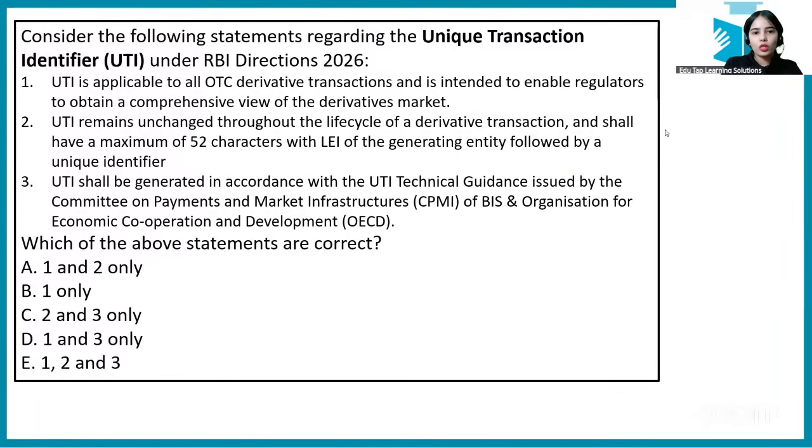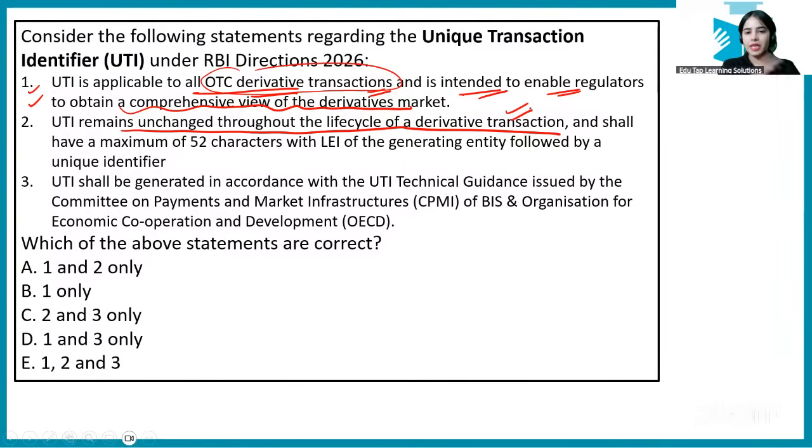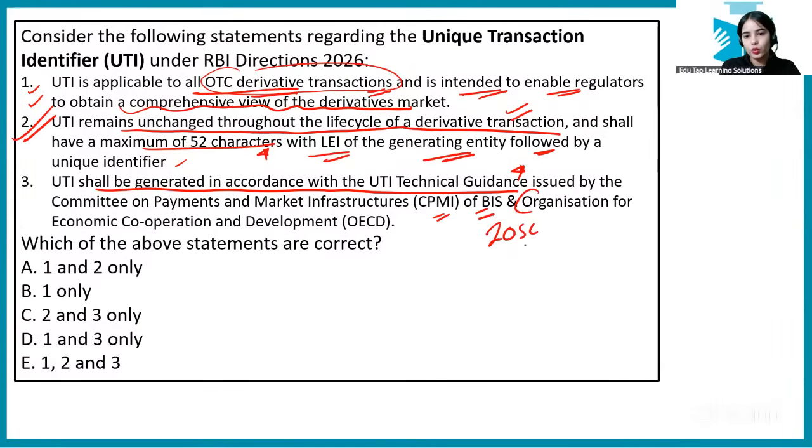UTI is applicable to all over-the-counter derivative transactions and is intended to enable regulators to obtain a comprehensive view. So yes, it is only for over-the-counter derivative transactions. Correct. UTI remains unchanged throughout the life cycle of a derivative transaction. That is correct. One UTI will be for one transaction, will remain unchanged, and shall have a maximum of 52 characters with the LEI of the generating entity followed by a unique identifier. Correct. UTI shall be generated in accordance with the UTI technical guidance issued by the CPMI of BIS and IOSCO, not OECD.